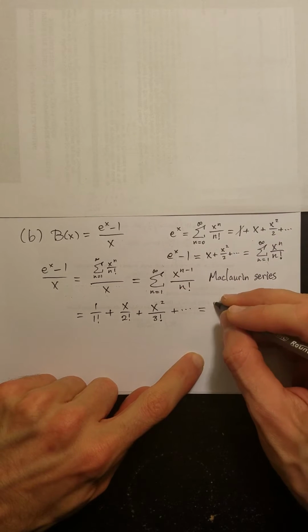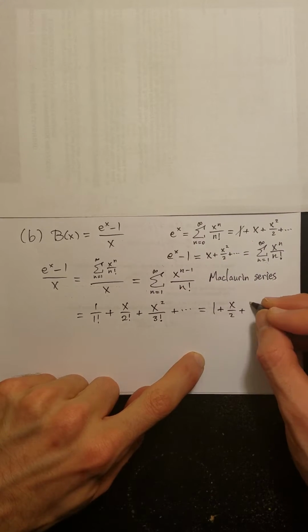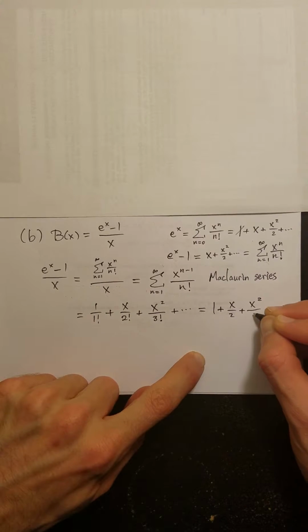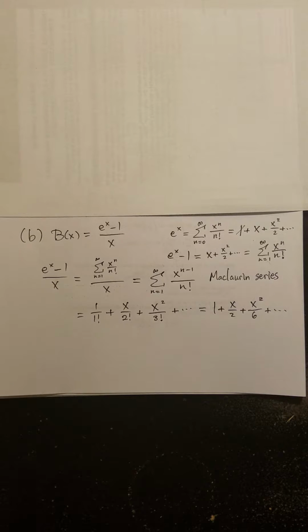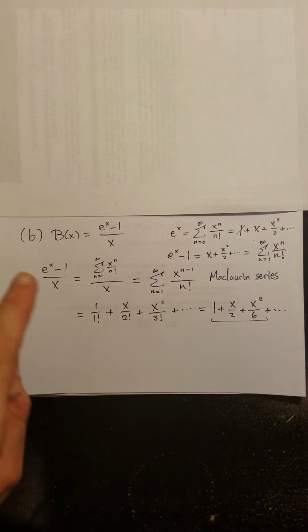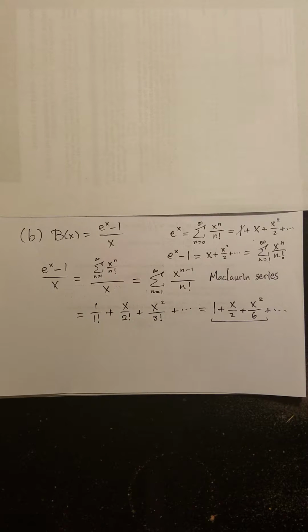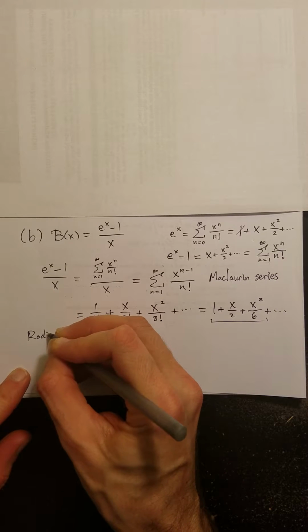But of course, we can rewrite these terms as 1 plus x divided by 2 plus x squared divided by 6, and then plus dot dot dot. Okay, so this is our Maclaurin series. Here are the first three terms of the Maclaurin series for this function, and now we want to find the radius of convergence.